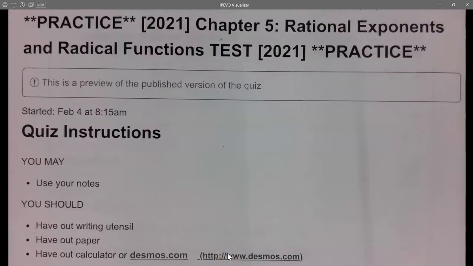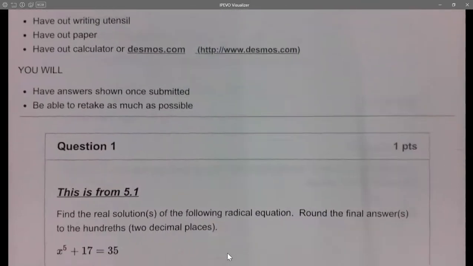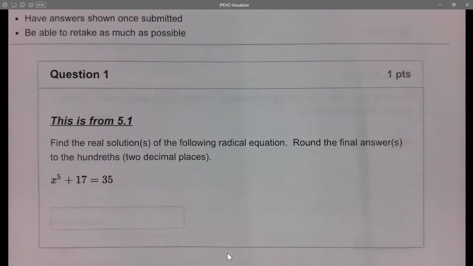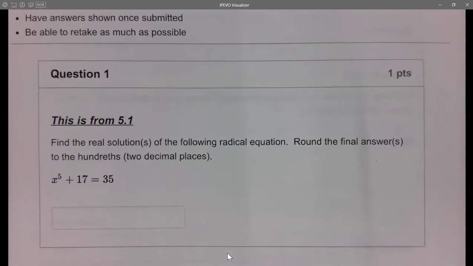Okay, so in this video I'm going to go over the practice quiz that's on Canvas. I printed it out on paper so I can work through it, but it's the same thing. So number 1 wants me to find the real solutions of the radical equation and then to round my answer to the hundredths, which is 2 decimal places.